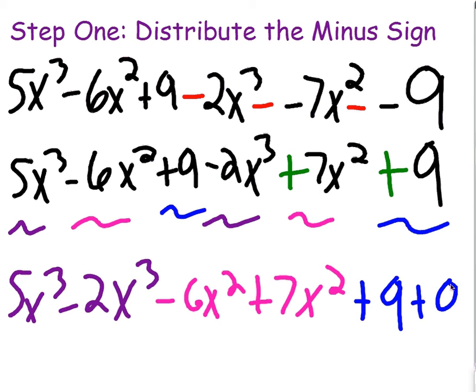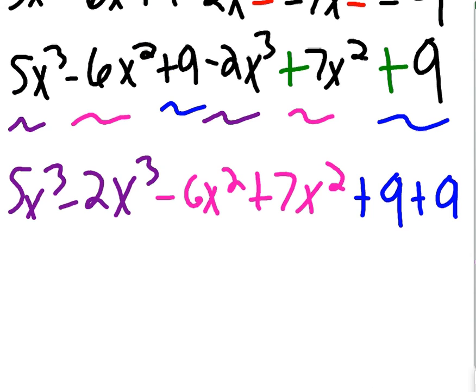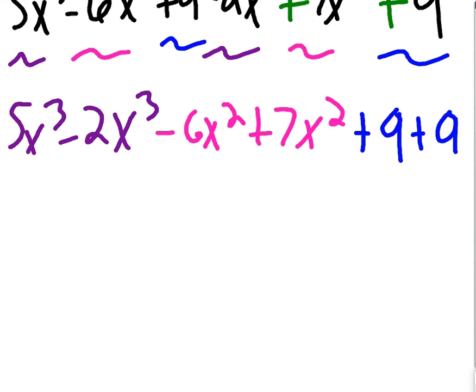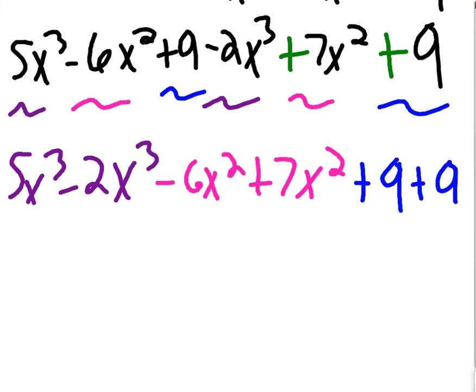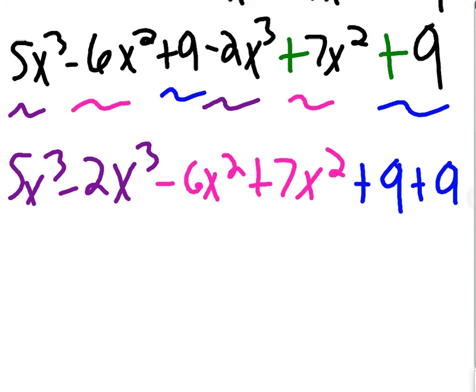Remember, the terms are alike when they have the same variables and exponents. Of course, the 9s are alike because they don't have any variables or exponents. They're just constants. Okay, so that was step 2. I will label that as such. Grouping. What's step 3?